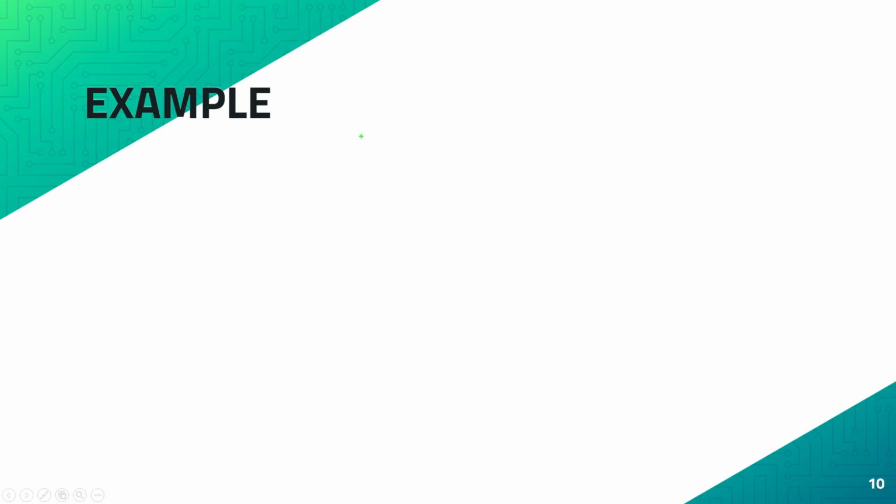Just let me draw it quickly. A, B, C, and D. Okay, A becomes our starting state. When you get an input in state A of 0, we go to state C. When you get an input of 1, you go to state B.